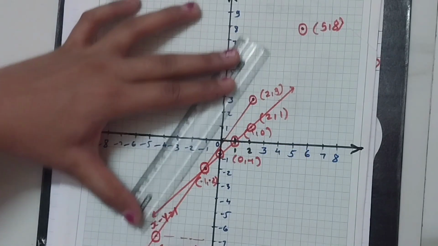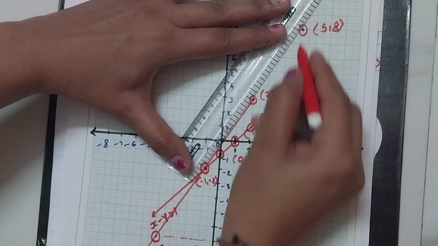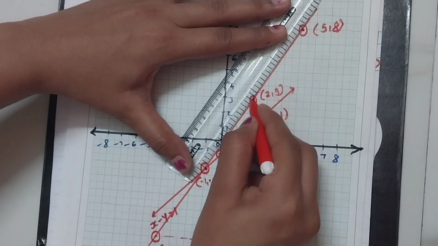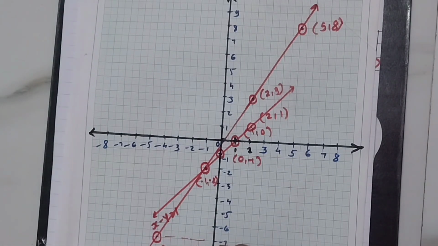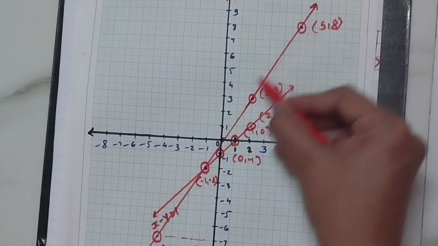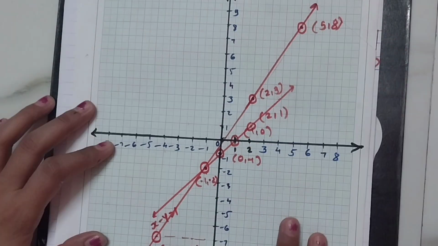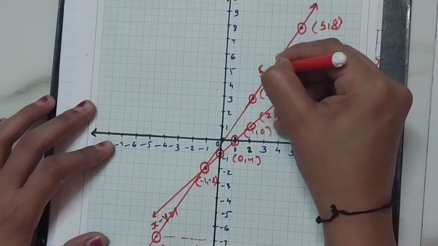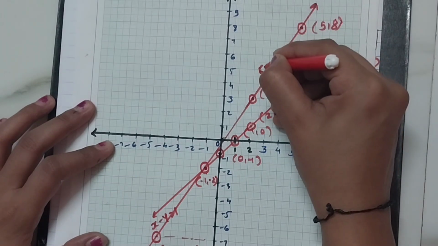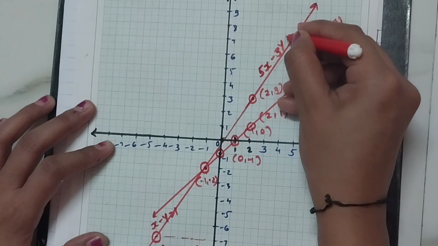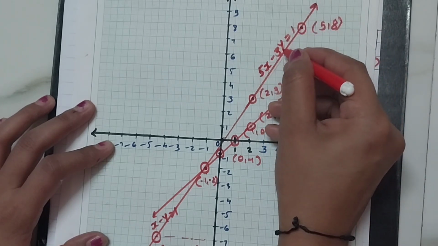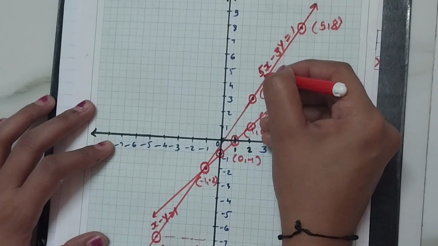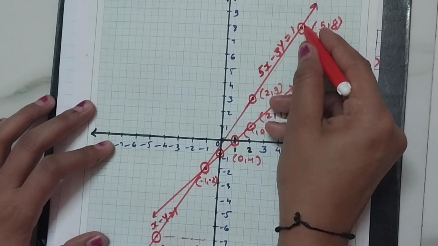Join the first 3 here and the remaining 1. So we will join these 4 points in a line. इस तरह से हमने यहाँ पे एक ग्राफ बना लिया है और इस लाइन का इक्वेशन है 5x minus 3y is equal to 1. ये किसका ग्राफ है? 5x minus 3y is equal to 1. This is the graph of equation 5x minus 3y is equal to 1.